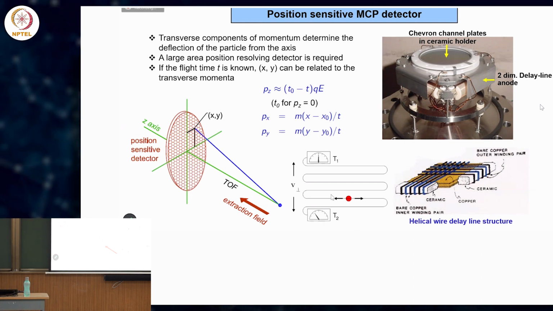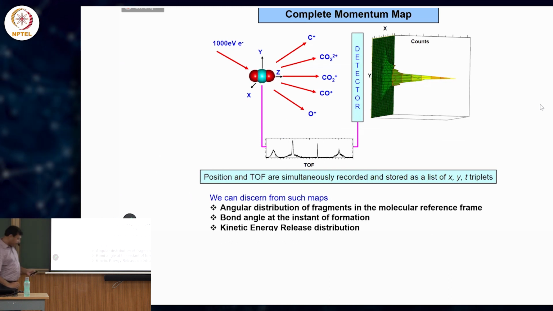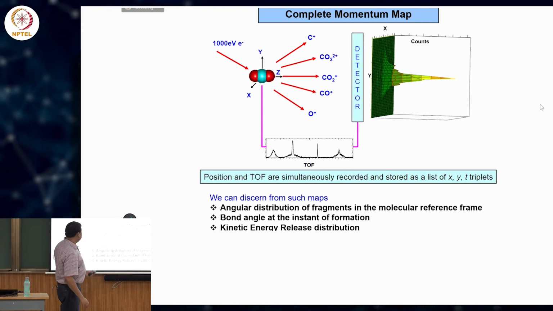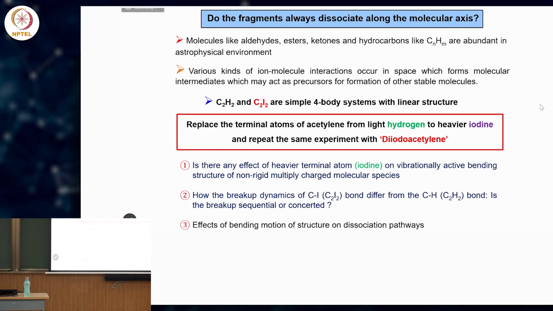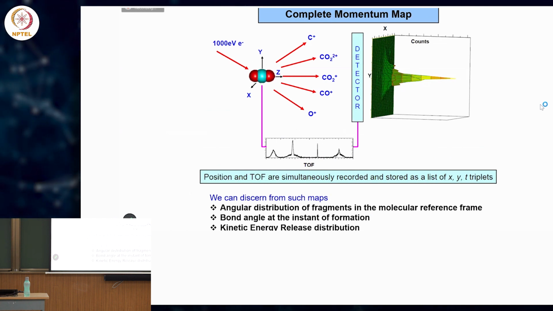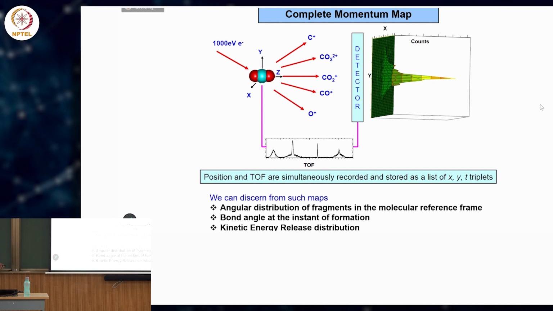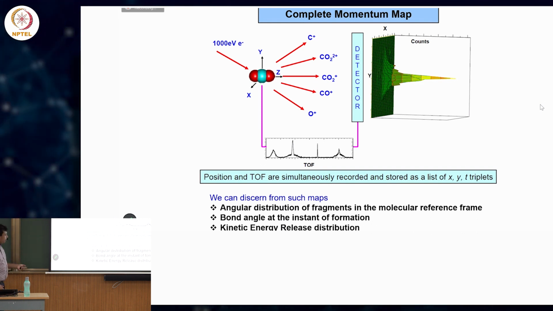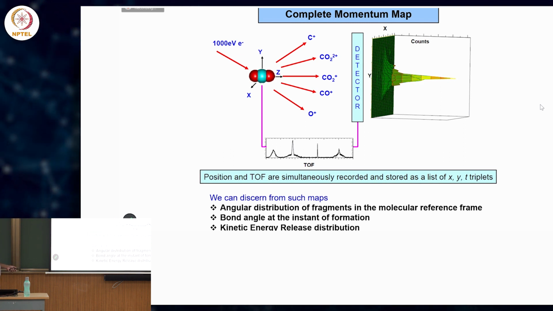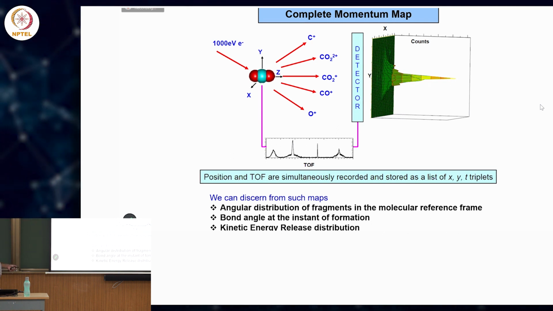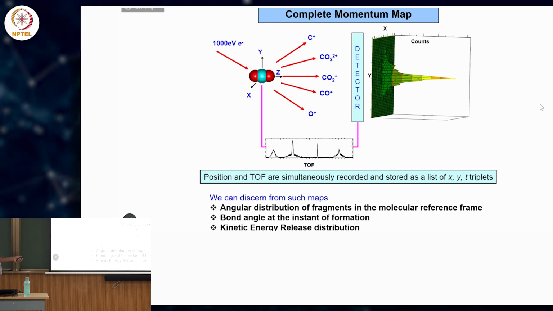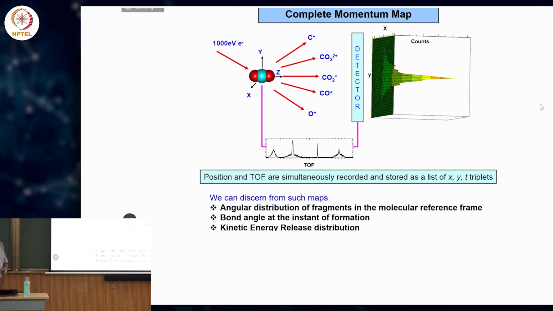So this is some kind of time of flight and coincidence map that you get with position and time of flight. What we can get from here is the angular distribution of fragments in a molecular reference frame. All this information comes very handy and comes right in front of your eyes. The bond angle at the instant of dissociation, because now you have all three momentum vectors together. And the energy release distribution you can also find out.